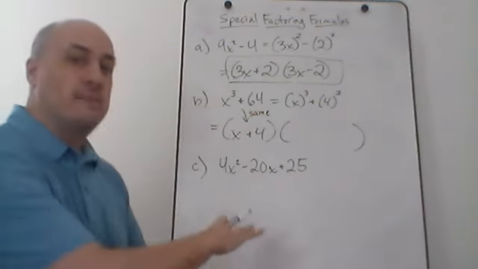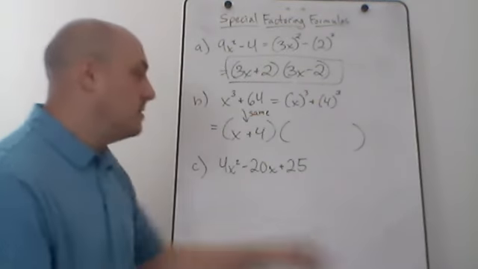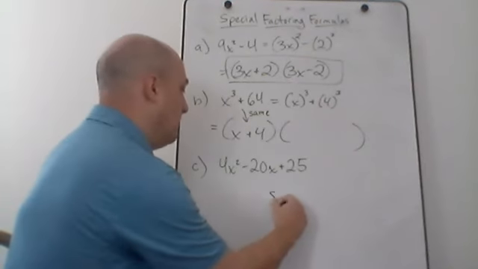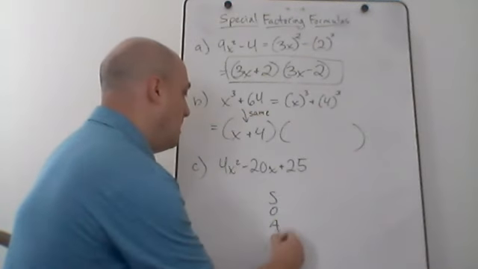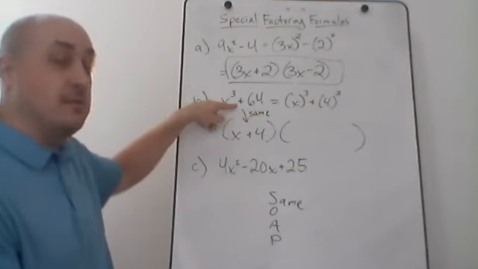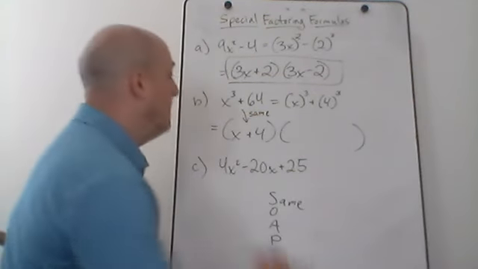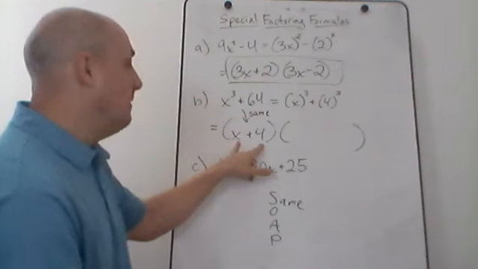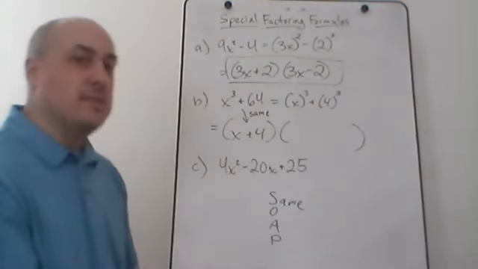If you looked at the other video that I did about these formulas, we said there was that thing called SOAP, which I'll put down here. The S stands for same. The first sign that you put in here is the same as the original sign that you started with. So I get x plus 4.